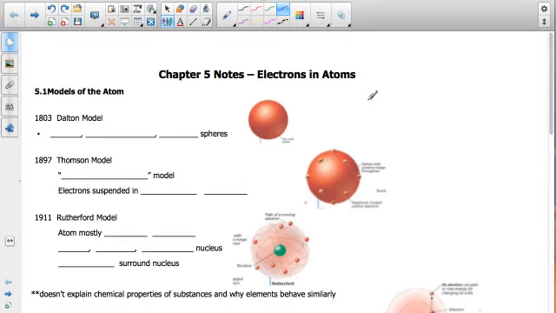This lesson goes over section 5.1, models of the atom. First we're going to do a short review. The Dalton model stated that atoms were small, indivisible, hard round spheres. And you see a picture here, there's no detail to it, it looks like a marble.